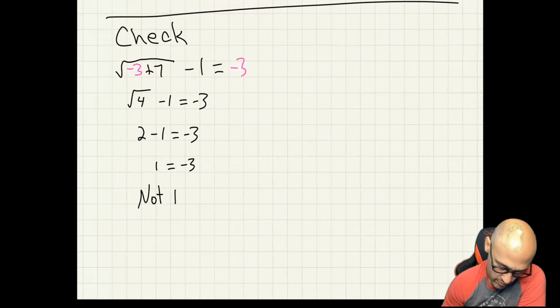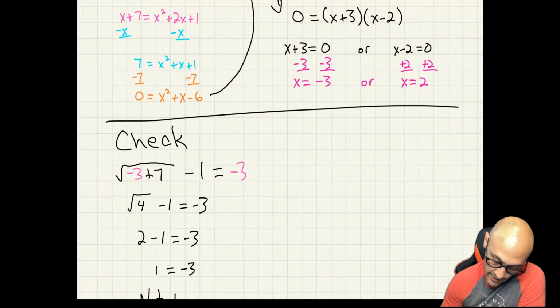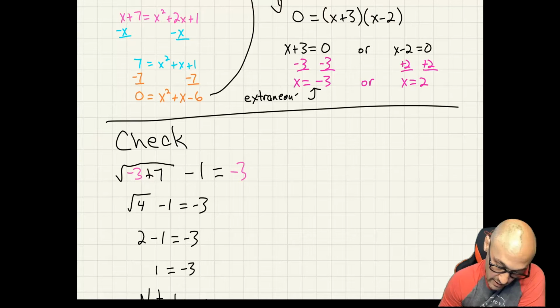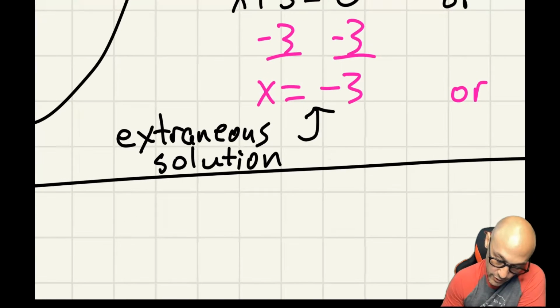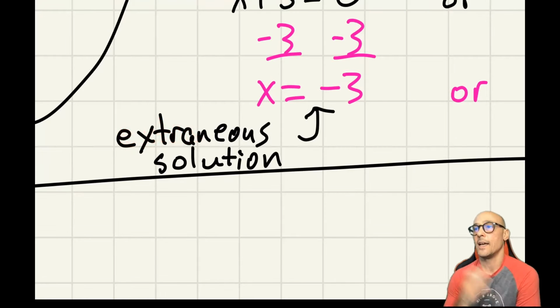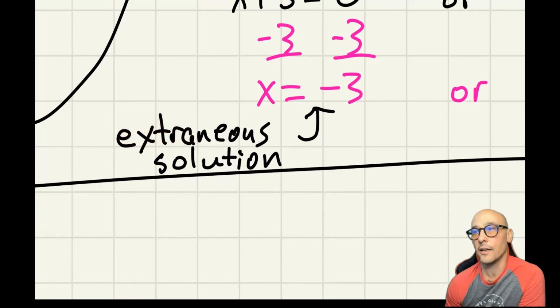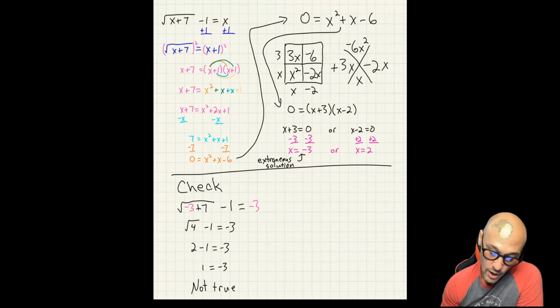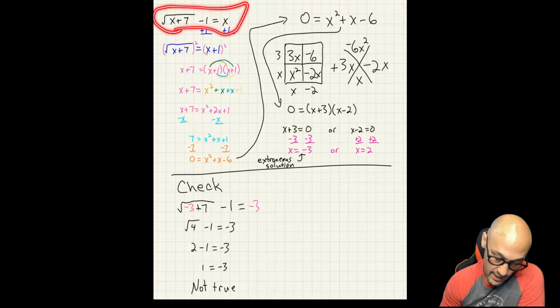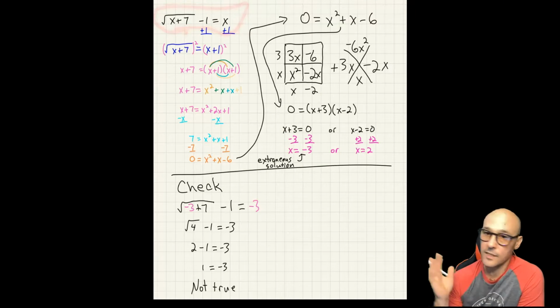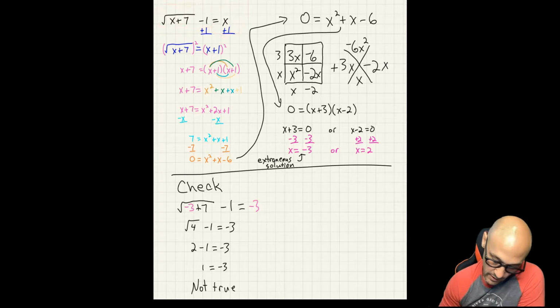So not true. And that tells me that this is not a solution. It is called an extraneous solution. An extraneous solution. Notice that the word extraneous has the word extra in it. Extra, in this case, not a good thing. It means that's not a real solution. When we plug -3 in for x in this equation, it doesn't work. It's not a solution. So we're going to try the other one.